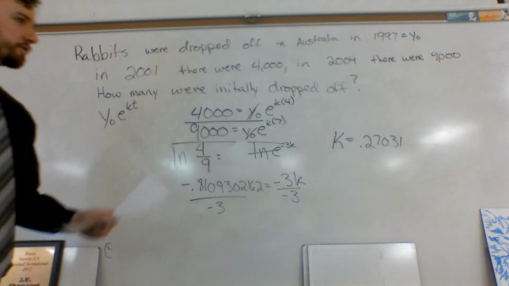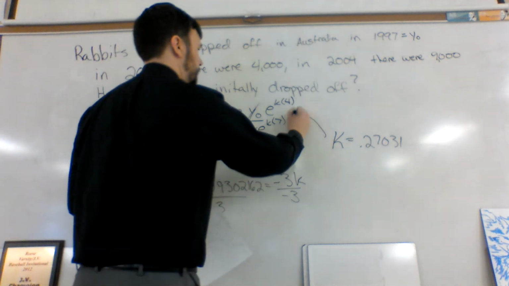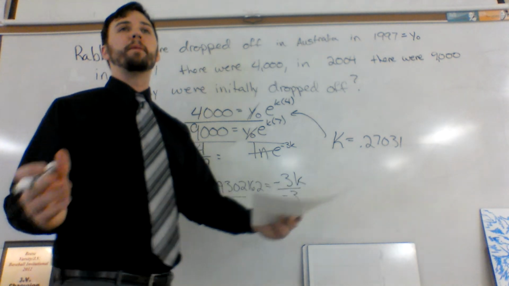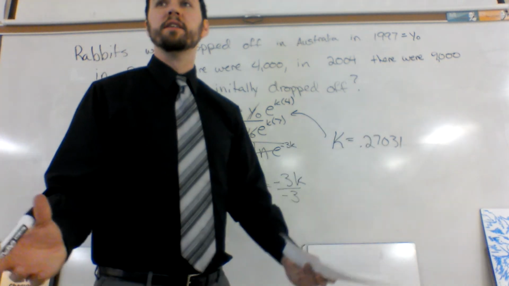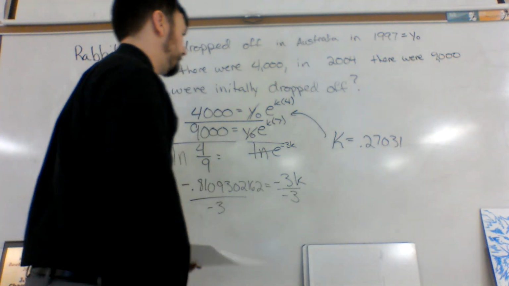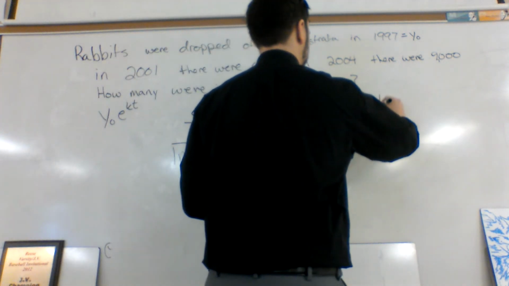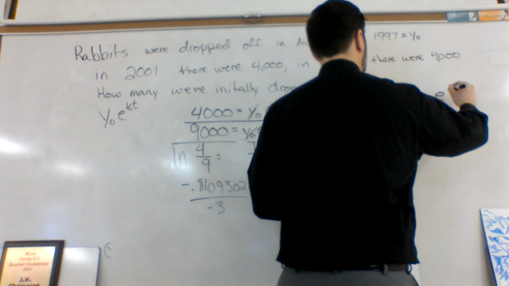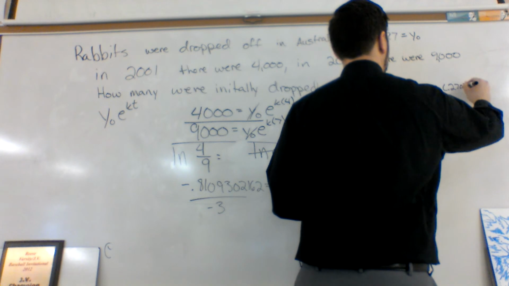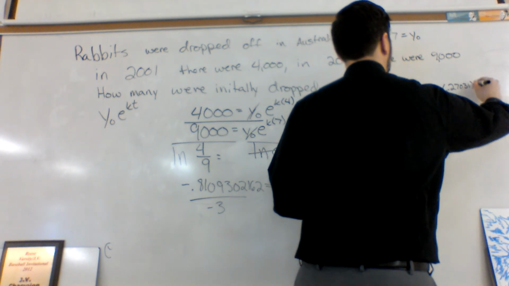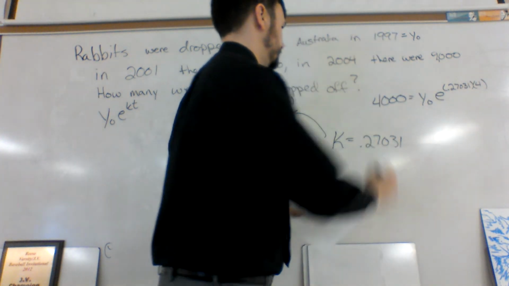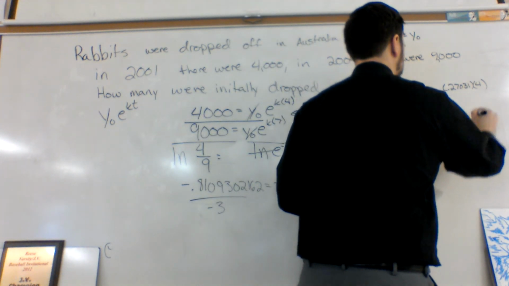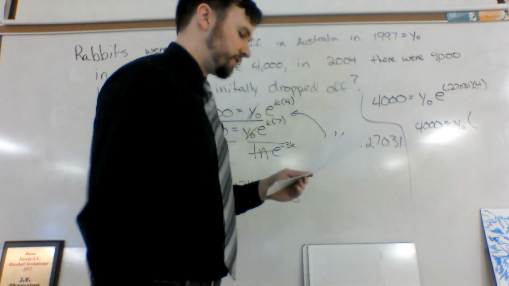Which equation do you guys want to use? Bottom one. Well, they're both fine. I'm going to plug this into my top equation to find my y sub 0. I want to know how many rabbits. Who's sabotaging this country with rabbits? Who's dropping off the rabbits and how many did they drop? All right, so we set up 4,000 equals y sub 0 e to the 0.2703 times 4, right? So we get 4,000 equals y sub 0 times some number.